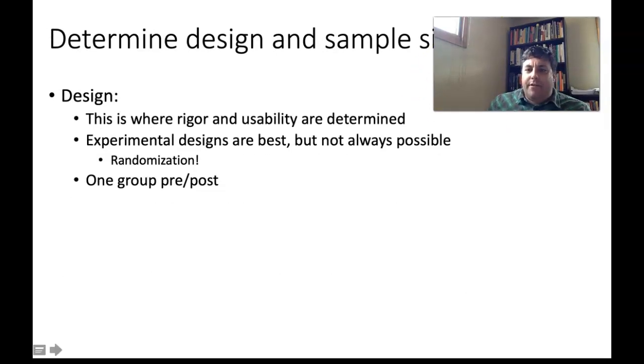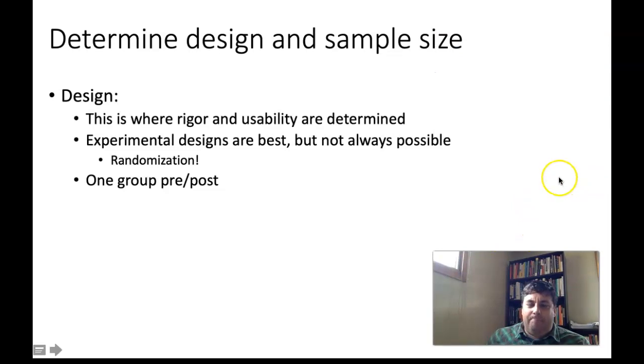So research designs in program evaluation. This slide is about research designs and sample size. And design and sample size really determine the rigor of a particular program evaluation and how useful it's going to be. So let's talk about designs first. As always, and as in social science research, experimental designs with randomization are best. They're not always possible.